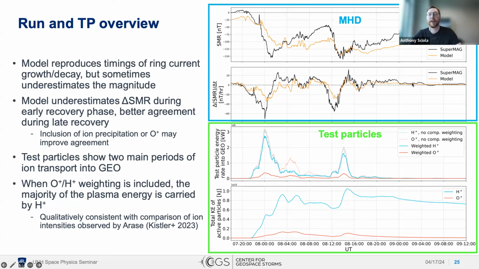And so this could be indicating that the inclusion of ionospheric precipitation or O plus may be what we need to improve this agreement on the fluid model or within the fluid model.